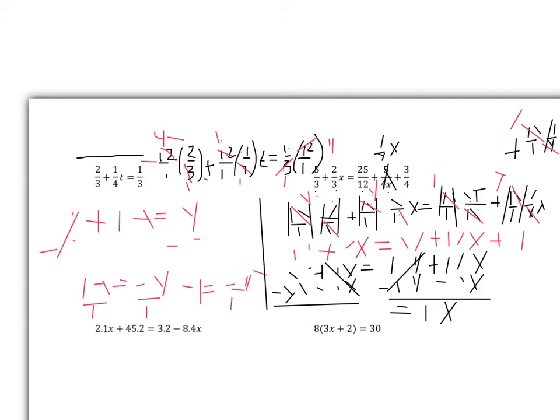20 minus 34 is negative 14. Then we have negative 14 equals 7x. Divide by 7 on both sides. And move over here. We get negative 2 equals x. And that right there is the answer that we're looking for.